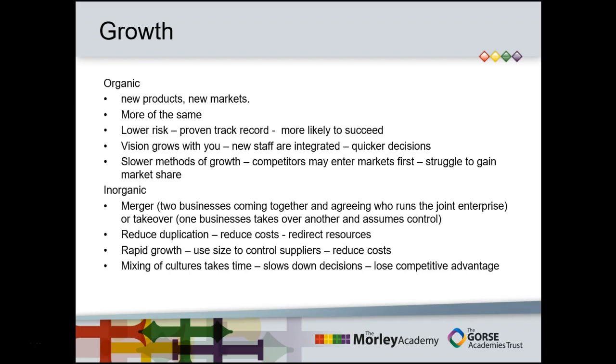You've already got a proven track record. If your product sells in one country, why shouldn't it sell necessarily in another? If you can make technology products, why shouldn't you be able to change them slightly and make even better technology products? As a result, you're more likely to succeed.